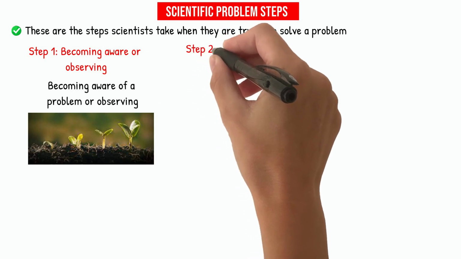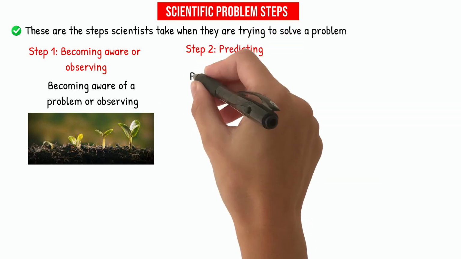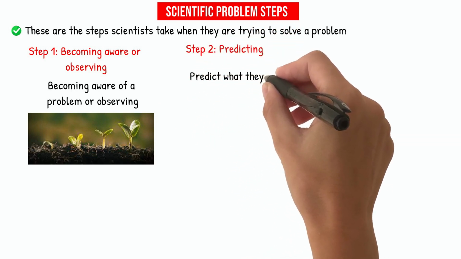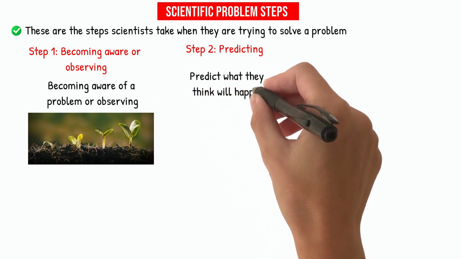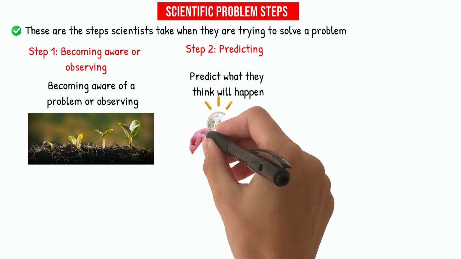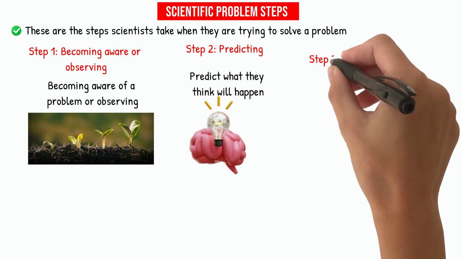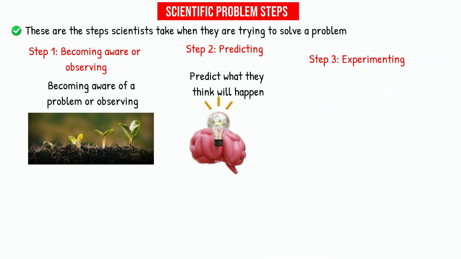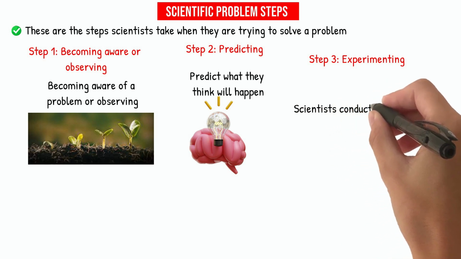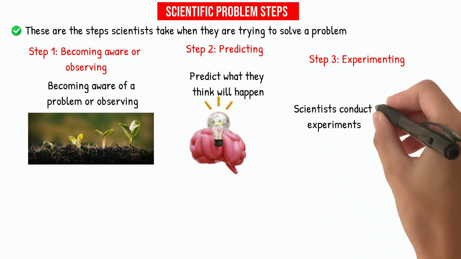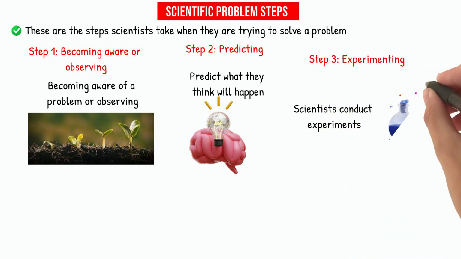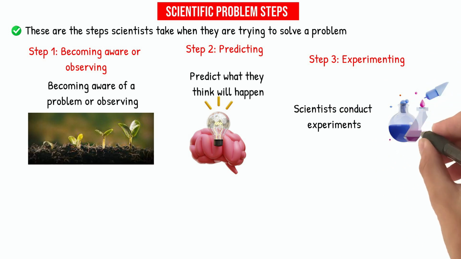Step 2. Predicting. Once a scientist has a problem or observation, they predict what they think will happen. For example, you might predict that plants will grow better in soil with more nutrients. Step 3. Experimenting. To test their prediction, scientists conduct experiments. In our example, you could plant 2 sets of the same type of plant, one in nutrient-rich soil and one in poor soil, and see how they grow.